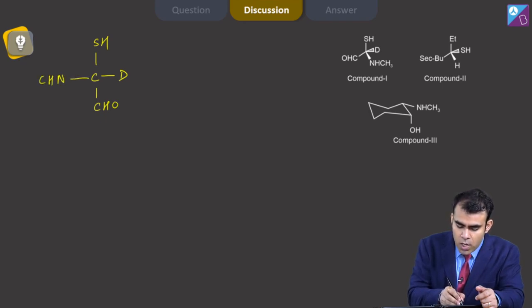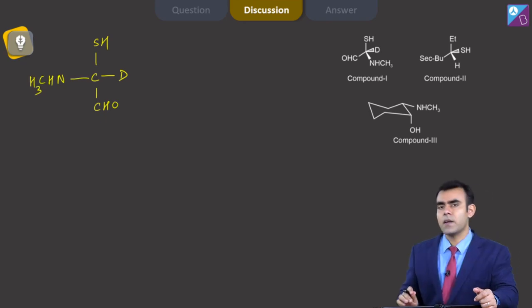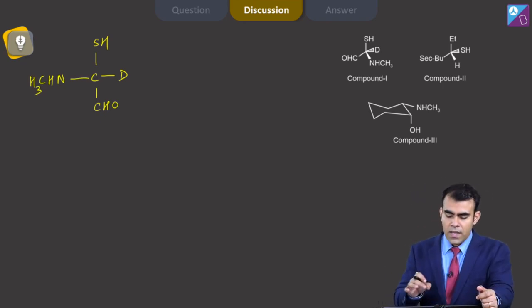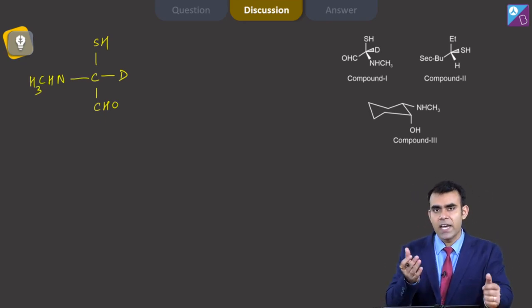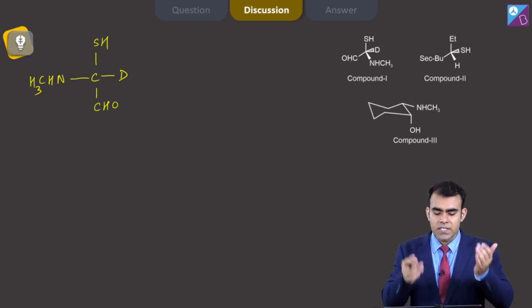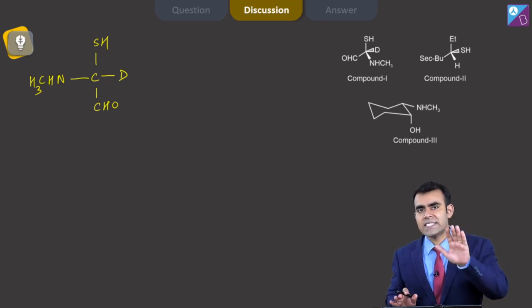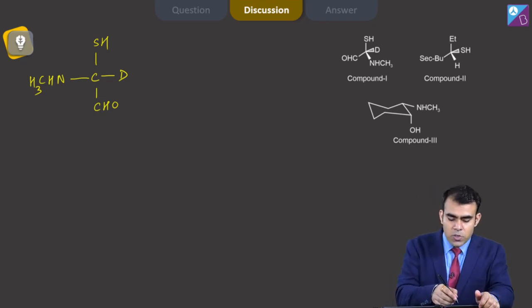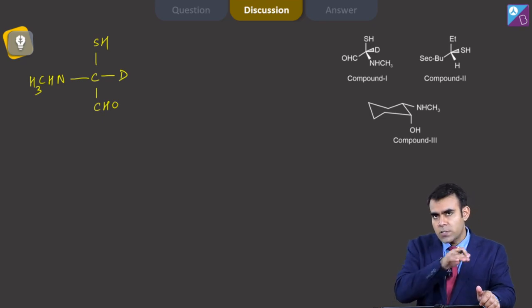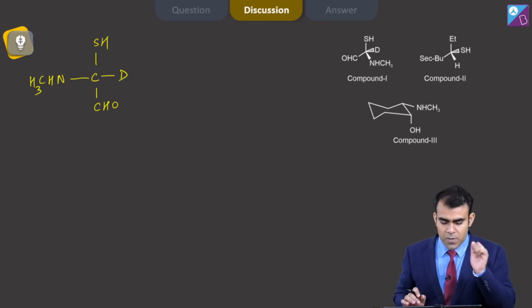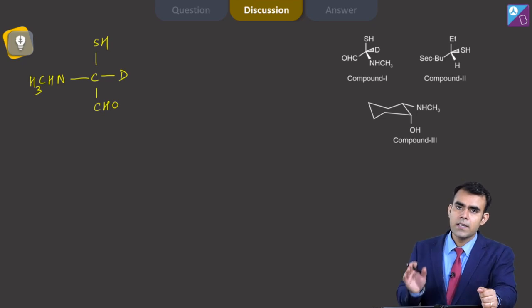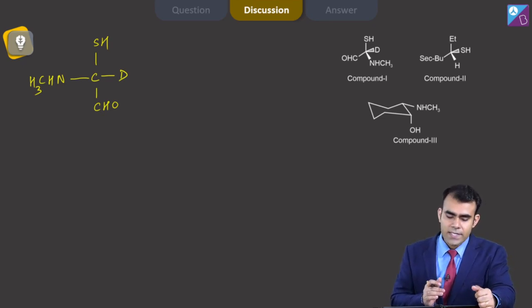So this is how we draw the Fischer projection: the wedge and dash are seen to be coming towards us, whereas the ones shown in solid line will be going inside the plane, and they should be shown on the vertical line, and these wedge and dash are shown on the horizontal line. Now after that, let's do the numbering according to the CIP rules.